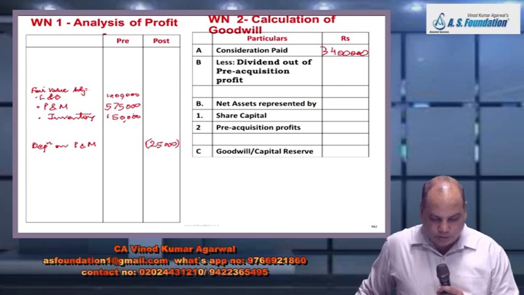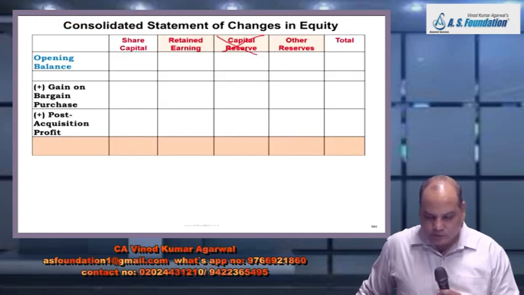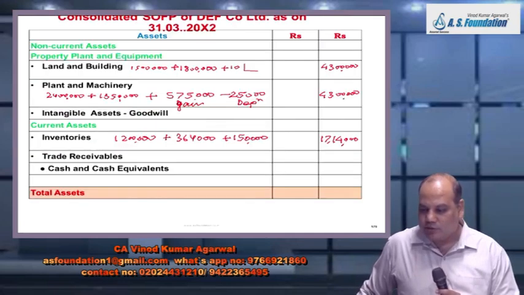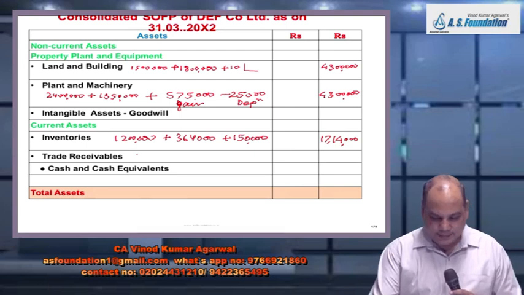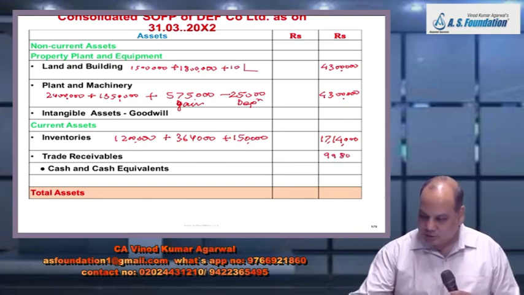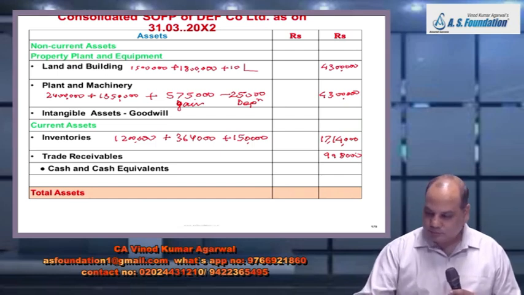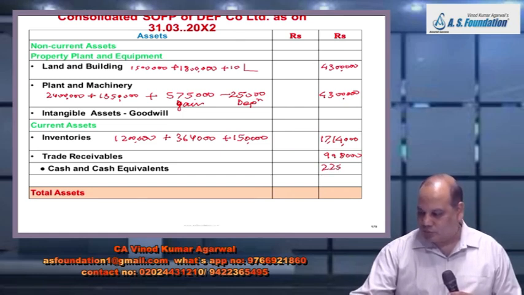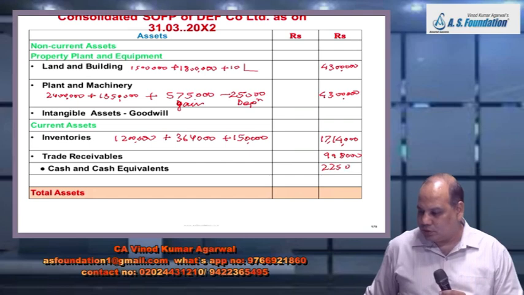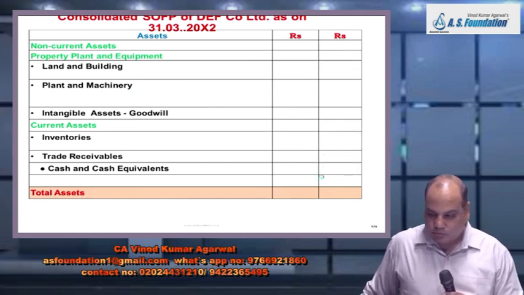Now trade receivable. Check whether there is any adjustment in trade receivable in this problem. No. So trade receivable, right. Tell me the total directly. 9 lakh 98,000. Cash and cash equivalent. Tell me the total directly. 2 lakh 25,000. Then come to liability side.